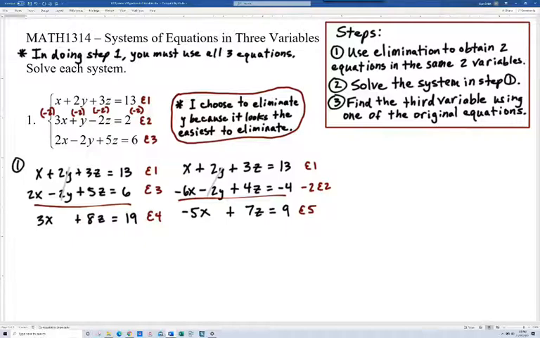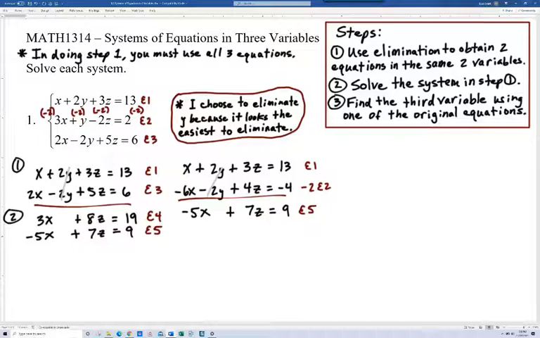We just found two equations in the same two variables, x and z. Notice as we did that, we had to eliminate y twice, and we used all three equations. All right, so let's move on to step 2. Let's solve this system of equations in two variables. So basically I'm using equation 4 and 5.